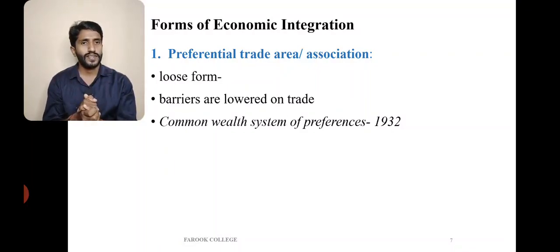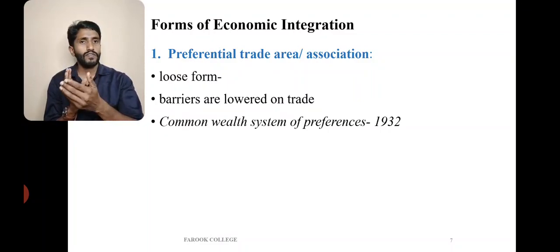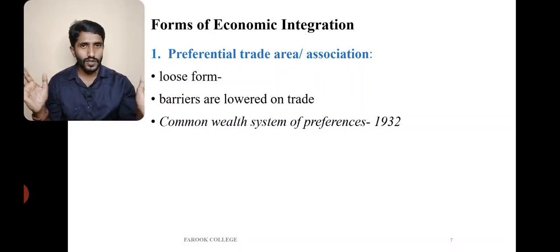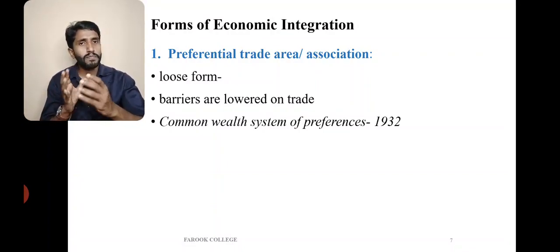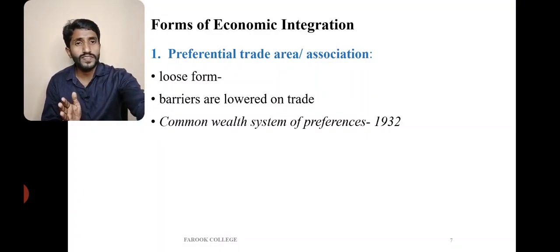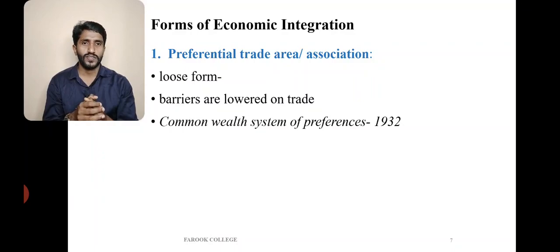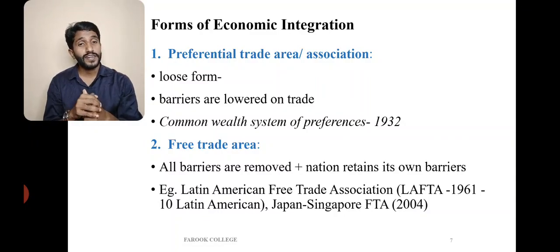One example for this is the Commonwealth system of preferences, which Britain has. Britain continued this preferential trade association with all the colonies in 1932. While trading with the colonies, the tariff and other barriers were lowered or reduced, not exactly removed, and only between the members. This is known as a preferential trade area or association, which means there will be preference among the members. If they import from a member country, they give some kind of preferential treatment, so the trade barrier will be reduced for them. Then secondly, a free trade area.